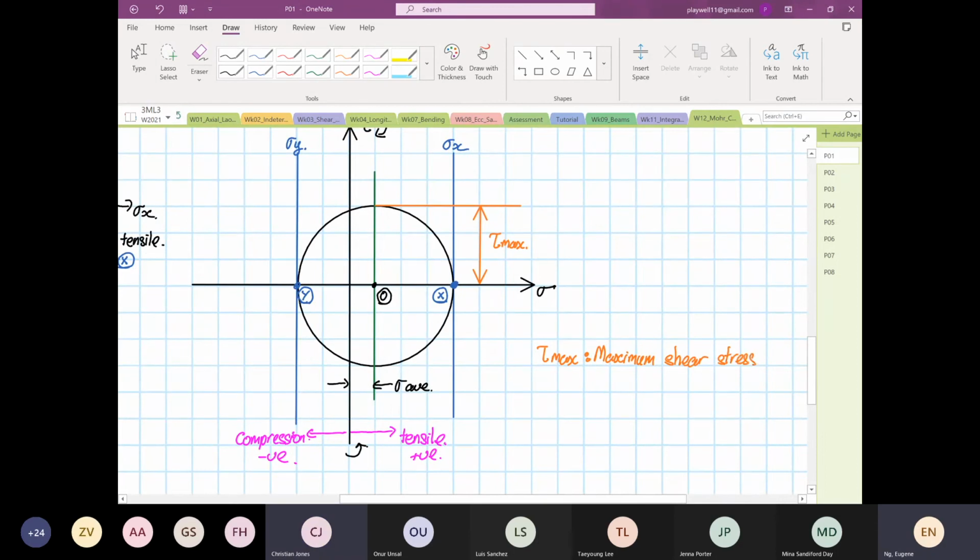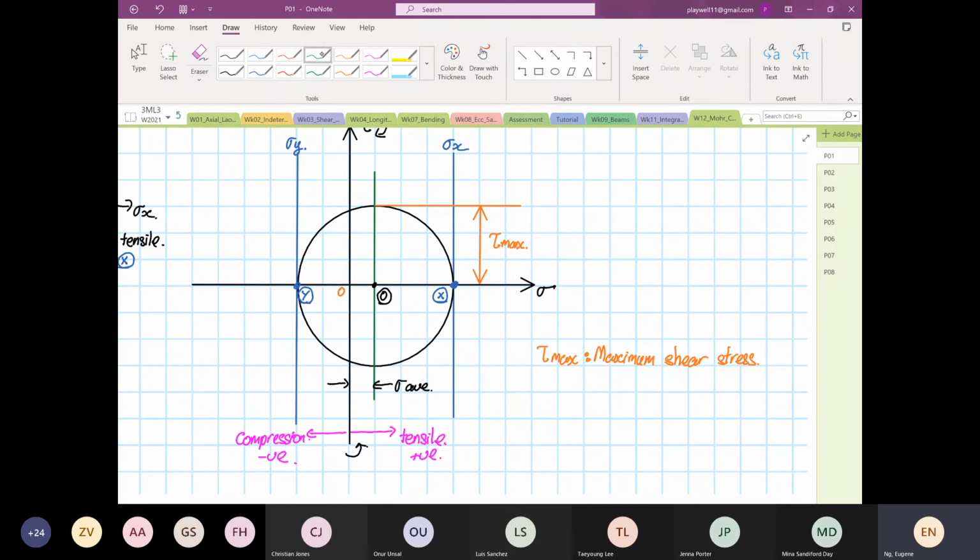Eugene, yes. Is the average stress always going to be the distance from the 0 point on the graph to the center, the 0 point on the circle? Yes, it's always from 0 stress, 0 normal stress. Christian, make sense? Yep, thank you.